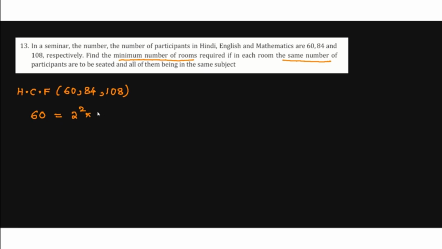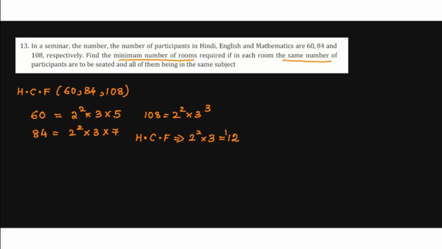So when I take prime factorization, 60 would be 2 square into 3 into 5. 84 would be 2 square into 3 into 7, and 108 would be 2 square into 3 cube. So our HCF should be 2 square into 3, which is 12. So what we have got is the number of participants who are to be seated in each room. Equally, in every room there are going to be 12 participants.